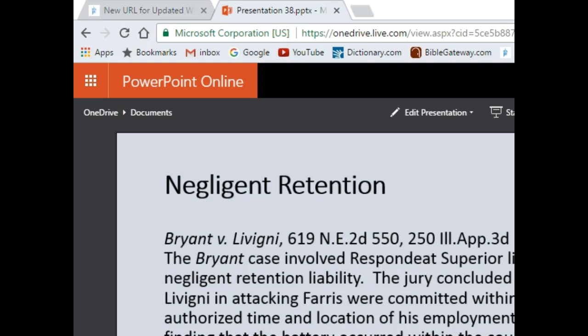The appellate court sustained, that means upheld, the jury verdict and the trial court's decision, finding negligent retention and respondeat superior liability. So please read this case in detail. There are many facts, and the nuances from those facts ultimately established why the jury concluded there was negligent retention and why the court allowed claims of respondeat superior liability to attach.